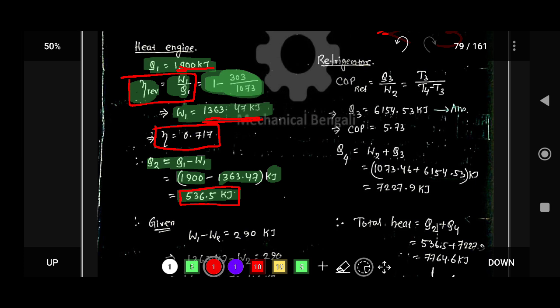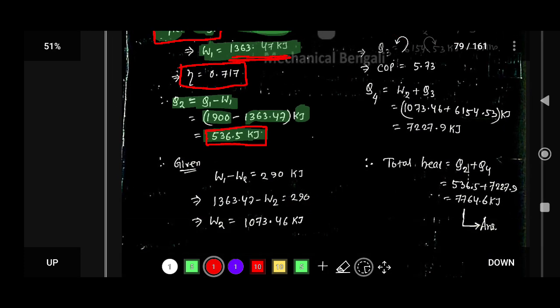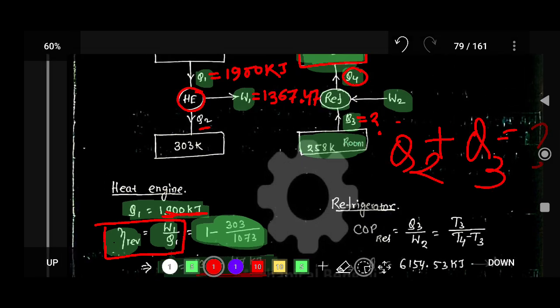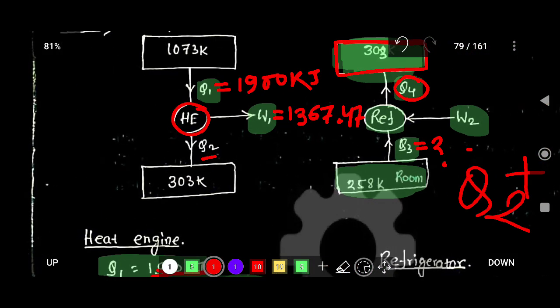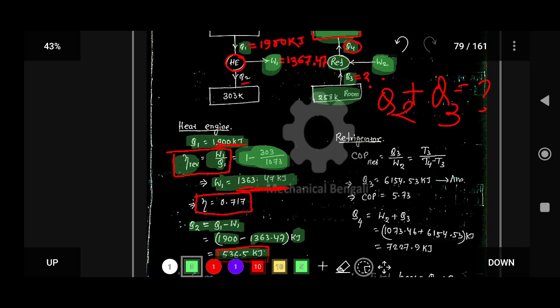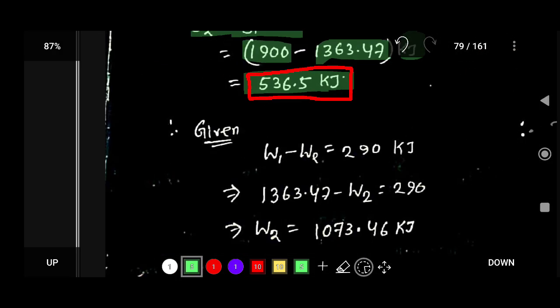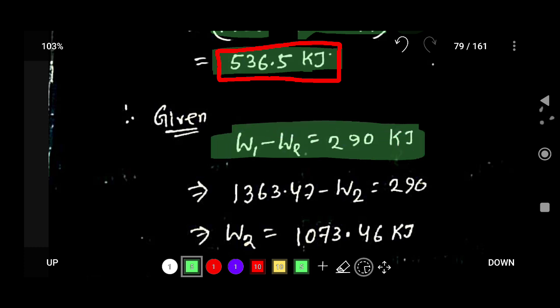Now another data which is given is that there is a net work output, that is 290 kilojoule. So here there is an output, that is W1, and there is an input, that is W2. So what is given in the question? W1 minus W2 is equal to 290 kilojoule.